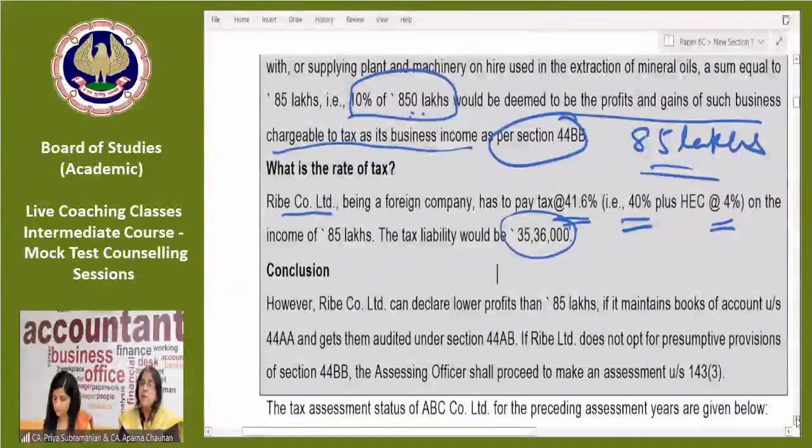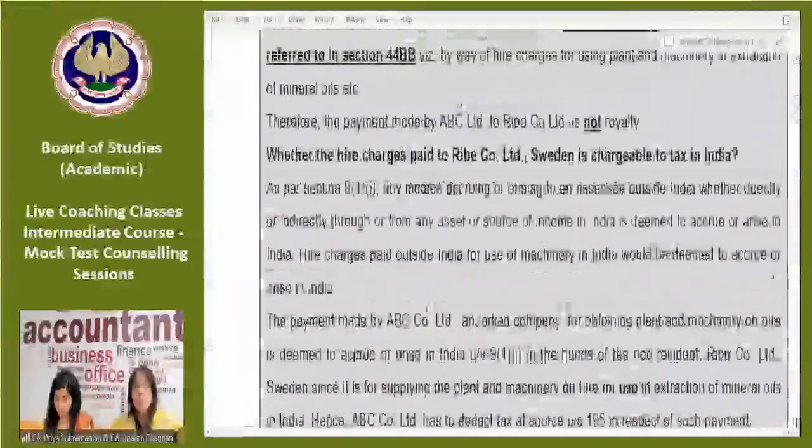However, 44BB provides that you can declare lower profits if you maintain books of accounts and get them audited. So that is the thing. If it wants to declare lower profits than 85 lakhs, it has to maintain books of accounts and get them audited. So this is what this provision is about.